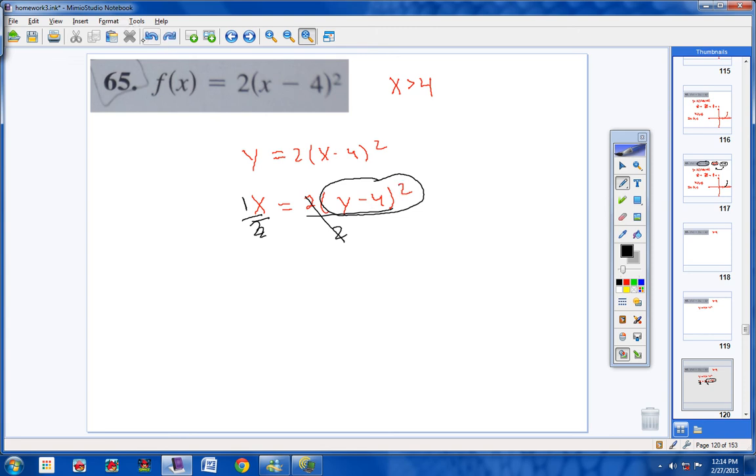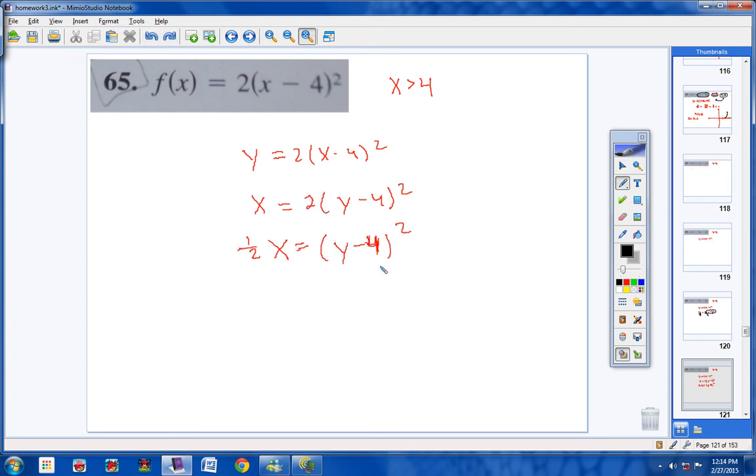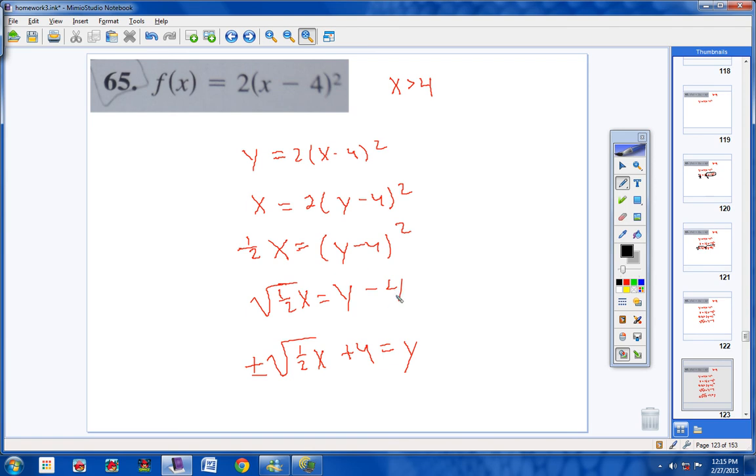So if I can divide both sides by 2, look what happens. I'm left with this, a group that is squared. Now, take the square root of both sides. Take the square root of a group that's squared. Take the square root of this side. Now, when I do that, I'm left with the square root of 1/2 x equals y minus 4. Got it? Next, I'm going to bring the 4 over and make it positive. But what do you have to put in front of the square root? Plus, minus. But that's the part I want to talk about right here.